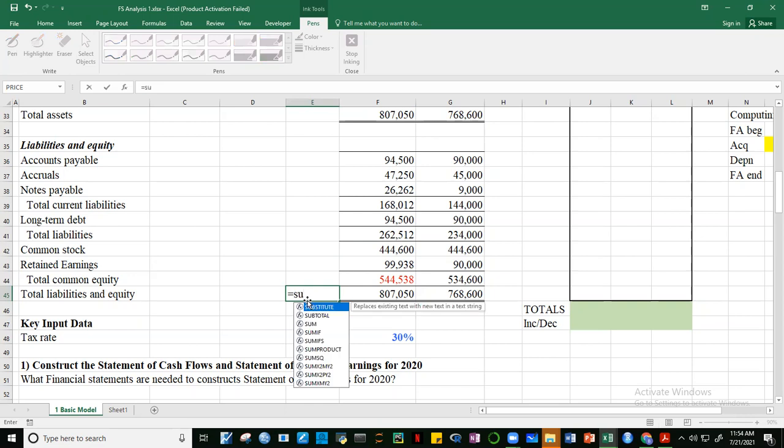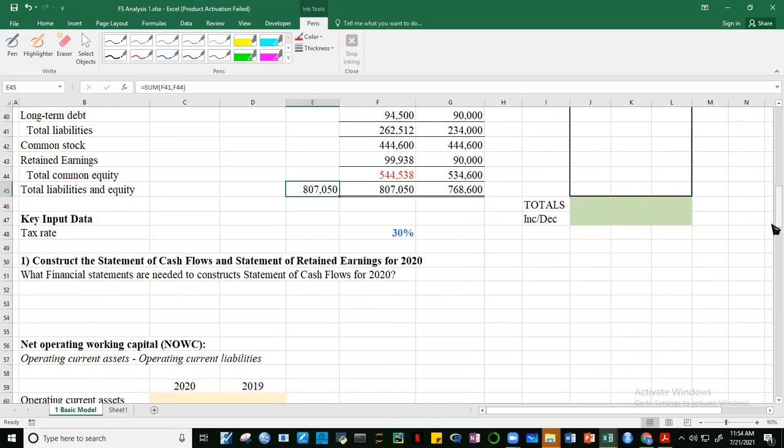Let's sum this one and this one. Okay, sum of this one and this one. So that's your 807,050. Okay? Alright. May nakalimutan akong balikan dito, kasi mamaya na lang. Okay, dito guys, may pagkakamali tayo dito. This should be 40%. Sorry for that.